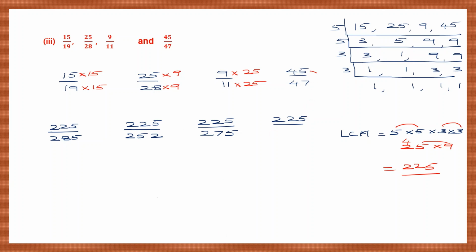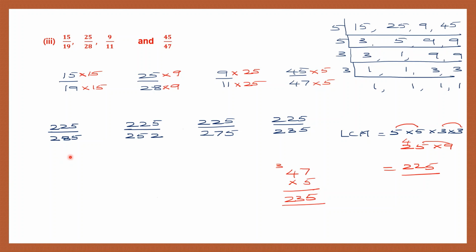45 into 5 is 225. So we have to multiply 47 by 5. So let's multiply 47 by 5. 5 sevens are 35. Carry 3. 5 fours are 20. Plus 3 is 23. So what is our fourth denominator? 235. So now we have four fractions all having the same numerators.